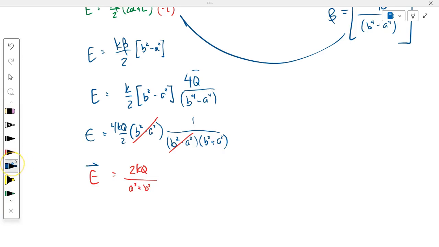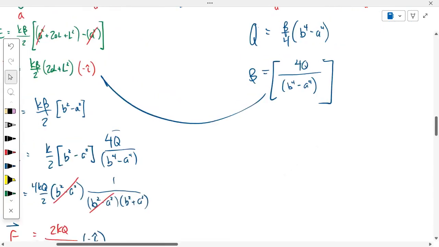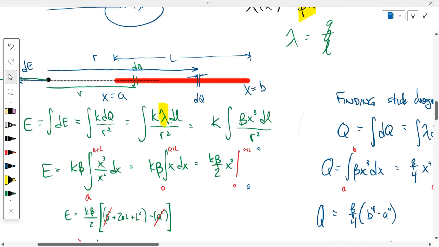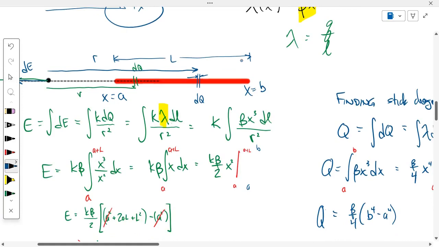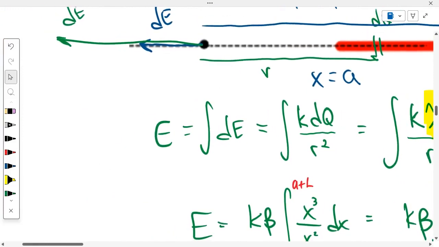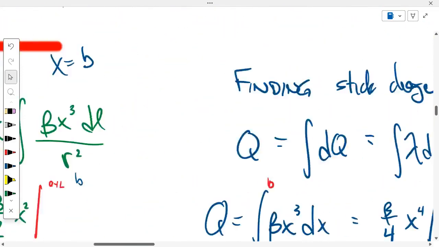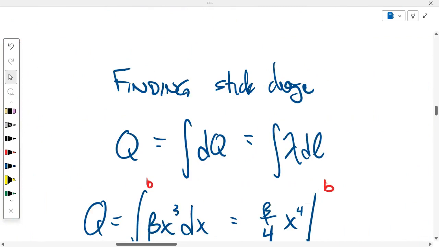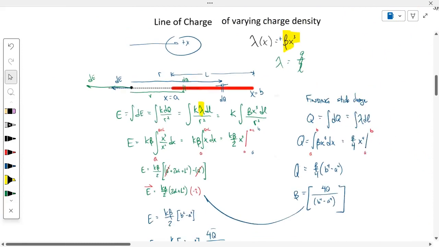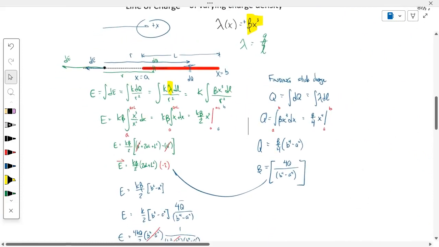I mean, do you have to do all this? No, you don't have to do all this. The point being, two big points. What we're really trying to get at is how do we handle varying charge densities? Well, we use the function for charge density, as simple as that. The other thing is, you can find lots of things by simply adding up the tiny little amounts of them, right? Here we found the charge by adding up all the tiny little charges. Here we found the field by adding up all the tiny little fields. All right. So, as a general strategy, that can be a consistent one.